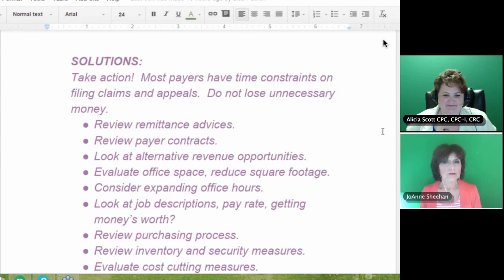So basically, what you want to do is take action, review the remittance advices, review your contracts with your payers, look at alternative revenue opportunities if you're doing everything right and still not making money. Look at your office space, reduce square footage, expand office hours. Study the people in the practice that generate income, and then look at the people that don't, and are they getting paid a lot of money? Are you getting your money's worth?